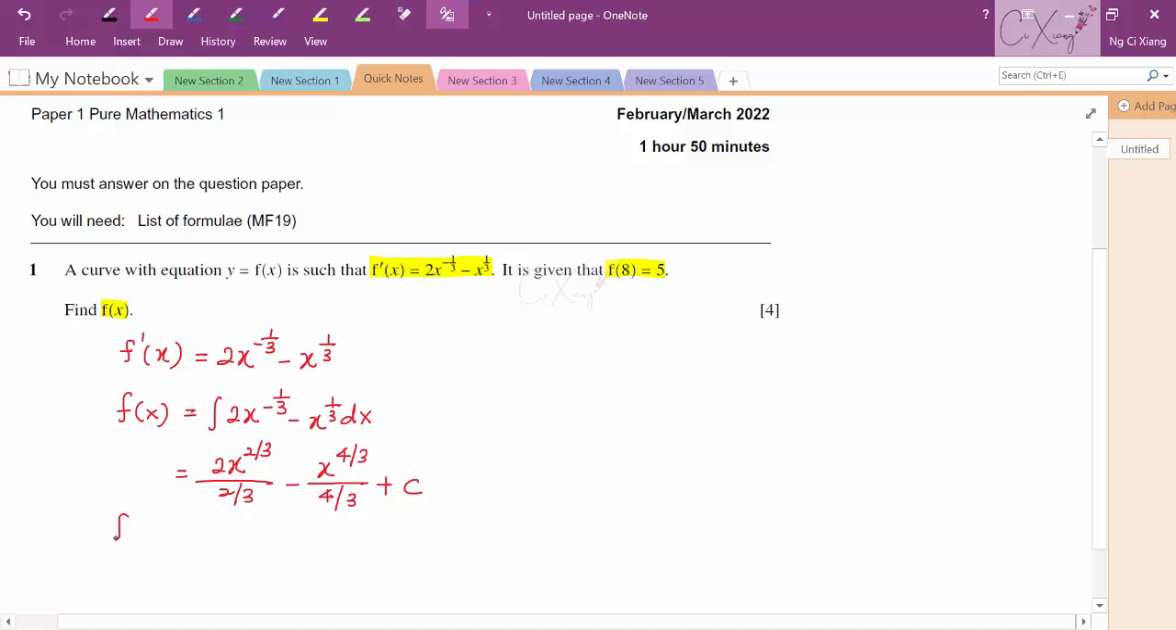Alright, so we should further simplify it. For this part, I will have 3 over 2 multiplied with 2x power 2 over 3. For this term, I will have 3 over 4 multiplied with x power 4 over 3 plus c. And of course, you can simplify the first term and end up with 3x power 2 over 3.